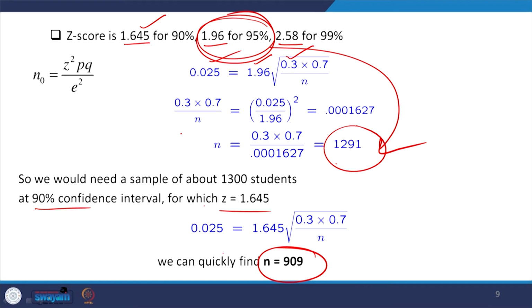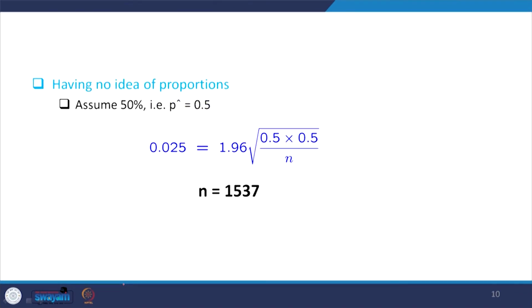So what do you mean by that? When you reduce your confidence level, your sample size is reduced. So when you want a higher confidence level, you have to increase your sample size. This is clearly proved through the Cochran formula.